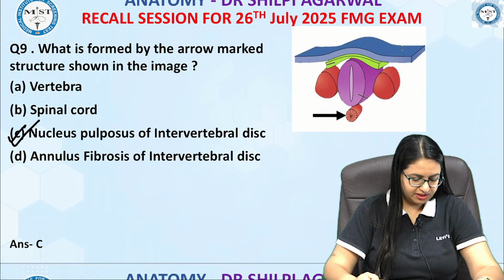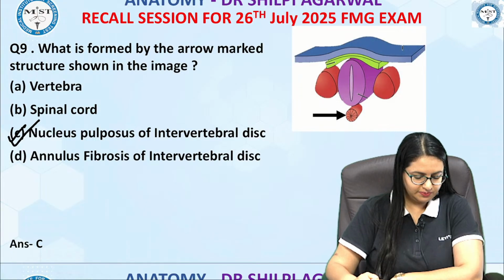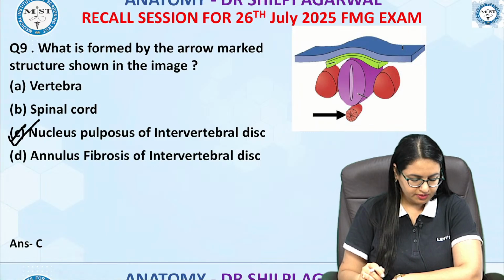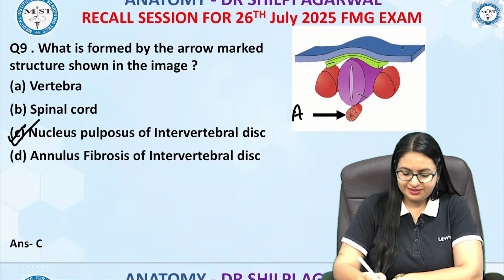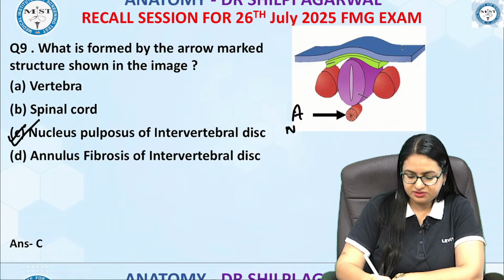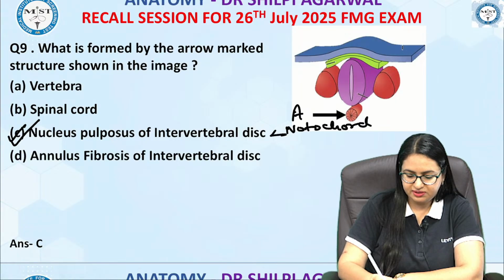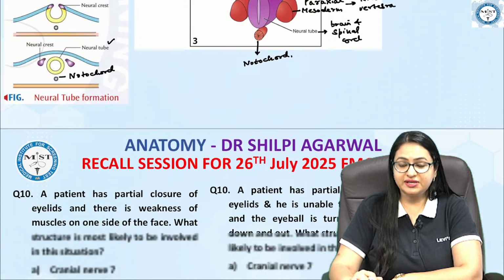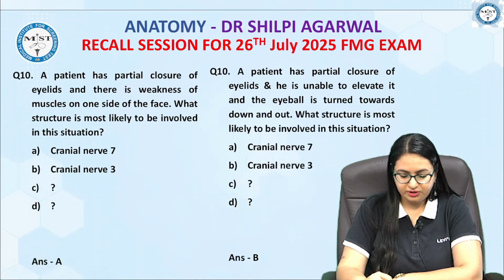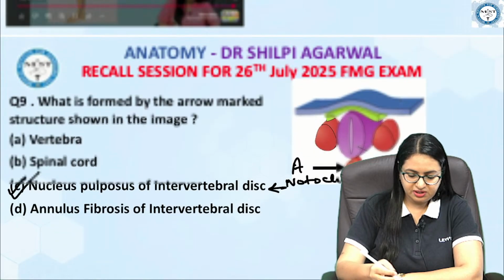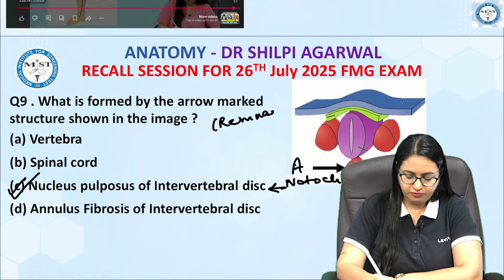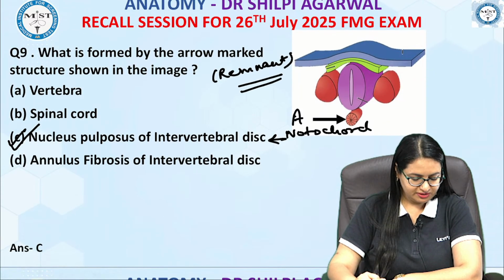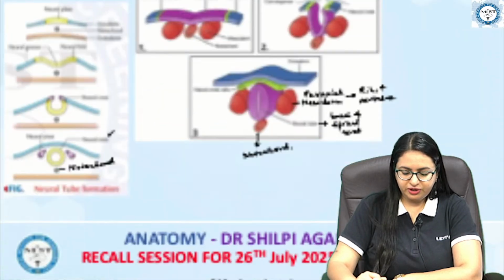The same image they marked A, B, C, D and asked: the notochord's remnant will be what? Nucleus pulposus. Even if this is marked as A, this is the notochord and its remnant is the nucleus pulposus of the intervertebral disc. So this is the adult remnant of the notochord. You are saying, ma'am, they mentioned the word remnant. If they are mentioning the word remnant, then it is very much clear: adult remnant, fine. Now going to the next question.